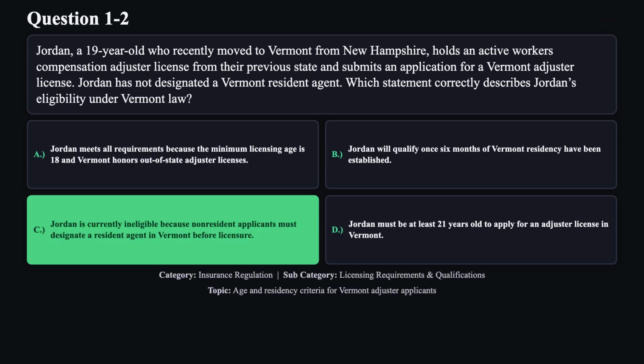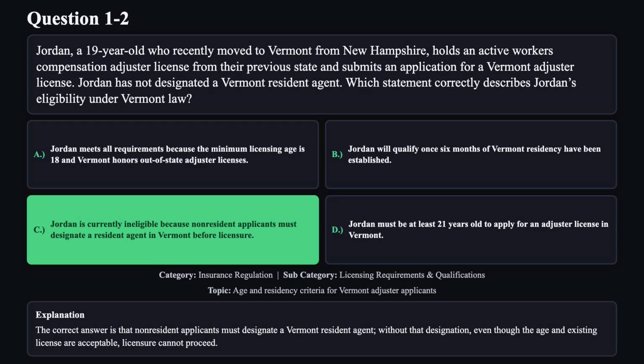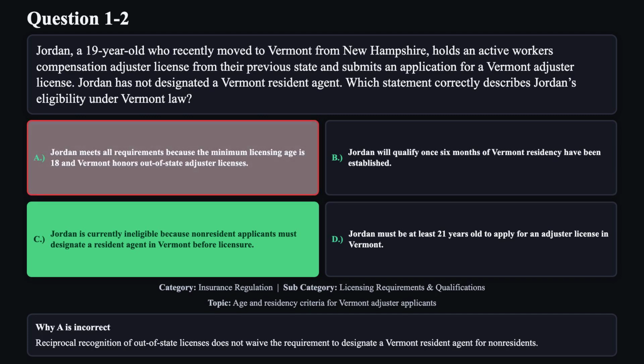The correct answer is C. The correct answer is that non-resident applicants must designate a Vermont resident agent. Without that designation, even though the age and existing license are acceptable, licensure cannot proceed. Reason A is not correct. Reciprocal recognition of out-of-state licenses does not waive the requirement to designate a Vermont resident agent for non-residents.